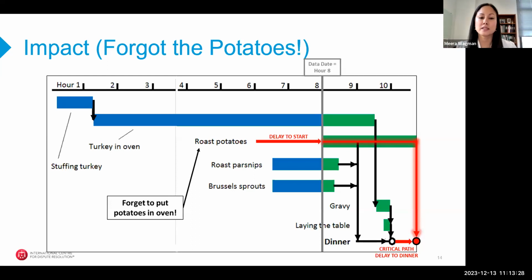So you have this delay to your potatoes, a shift in the critical path from the turkey to the potatoes, and an overall impact to your dinner time of 1 hour. This delay to getting your potatoes in will result in an hour delay to sitting down for dinner. That's just a very high level example of how schedules work. You contemporaneously step through each hour in this case, or each month in a project, and assess what activities are progressing well versus where impacts and delays may be impacting your critical path.